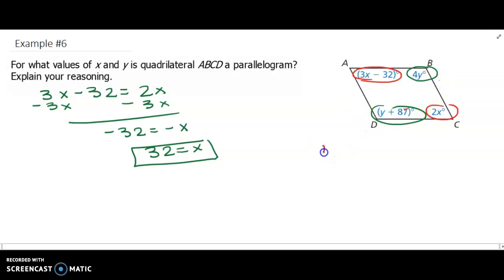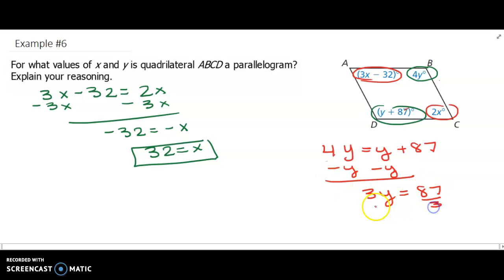Now my y: 4y equals y plus 87. Subtract y on both sides. I get 3y equals 87. If I divide both sides by 3, I get y equals 29. Problem solved.